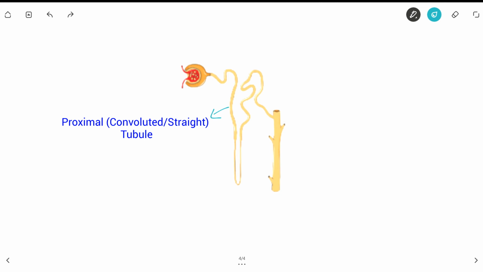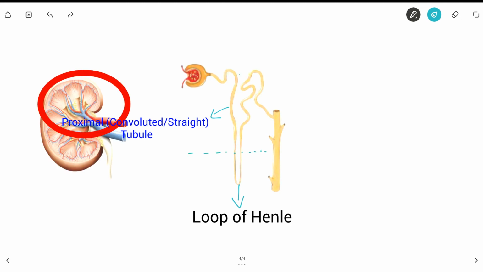And then from the proximal tubule starts the loop of Henle. This loop over here is the loop of Henle. This is where everything gets better. So remember how I told you that the nephrons dip down into the medulla and then back up into the cortex? Well, this dotted line represents the border between the cortex and the medulla. So this is when the filtrate enters the medulla, and this is where it gets fun.